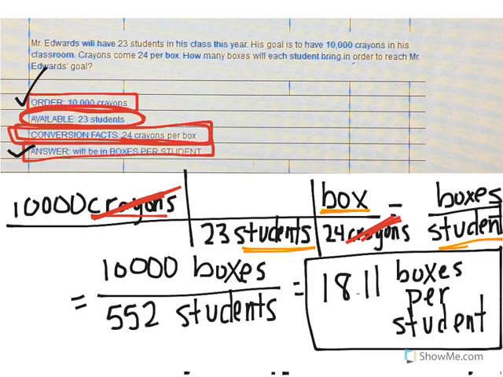Now again, Mr. Edwards is going to have to decide whether he wants the students to bring 18 boxes or 19 boxes of crayons, but we've arrived at a mathematical answer.